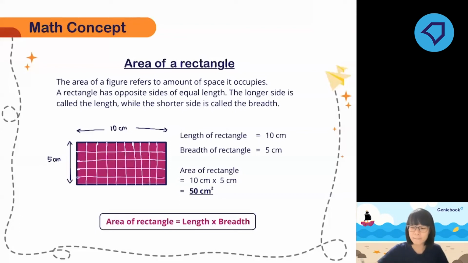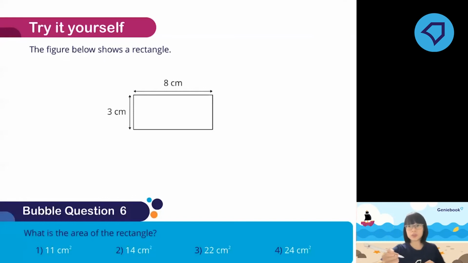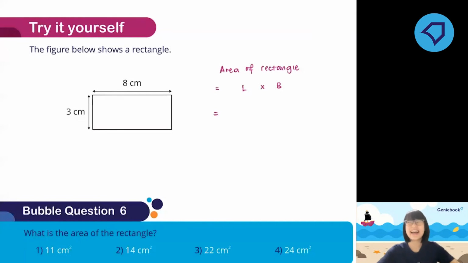So let's try. I'm going to go straight to our bubble question in this case. Let's try this one over here. You guys give it a try. The figure below shows a rectangle. Can you tell me what is the area of the rectangle? For those of you who need a little bit of help to find the area of a rectangle, in this case, it will have to be length multiplied by breadth. Okay, all right, 30 seconds. Options launching in 3, 2, 1. Let's go.